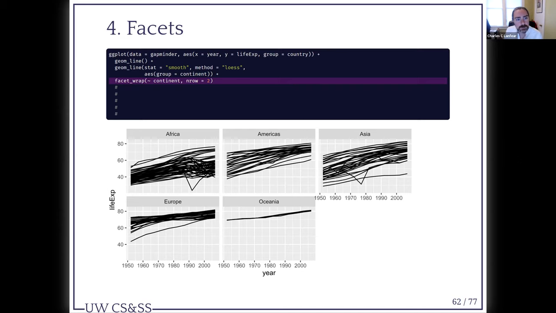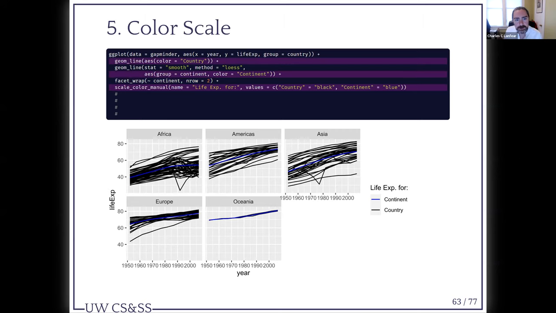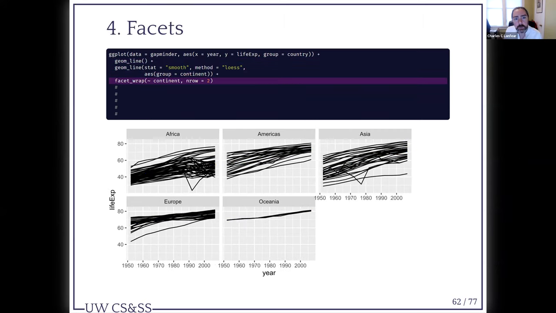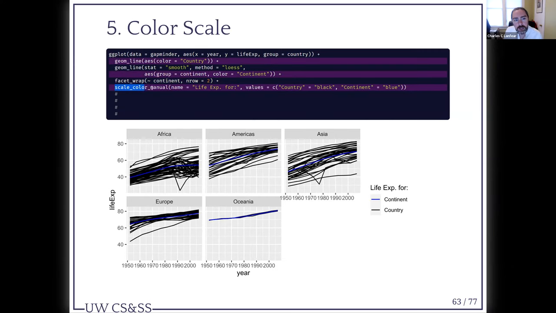Next, I'm going to do something fancy here. So I've actually only added one line of code, scale_color_manual, but I've modified and added color statements up here and here. This is a way of doing manual legends. I don't expect you to master it anytime soon, but it's something powerful.